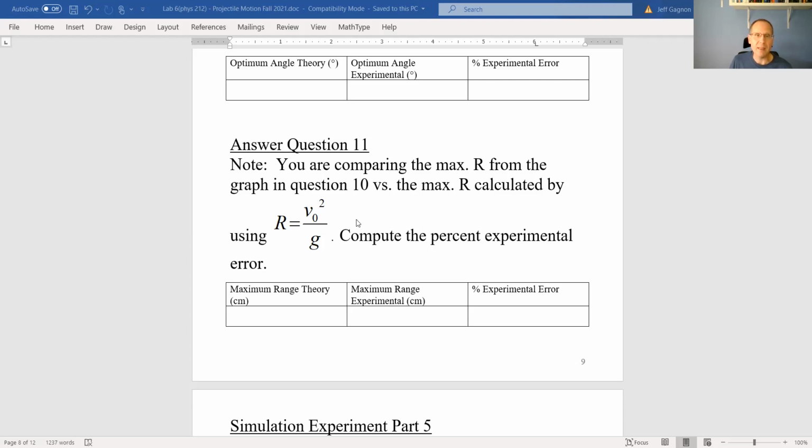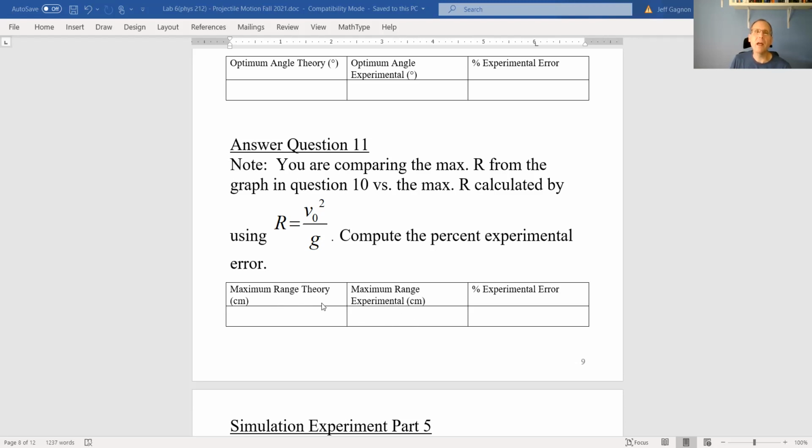That's why I don't have sine of 2 times 45 here, because it's just equal to 1. So to find this value, you're going to use your launch velocity. What I would do is use the launch velocity from question 8, because we calculated it twice. So take your experimental launch velocity, square it, and then divide by g, which is 980. That will be your maximum range theory. And you'll know that you did this right, because it should be fairly close to what you got experimentally.